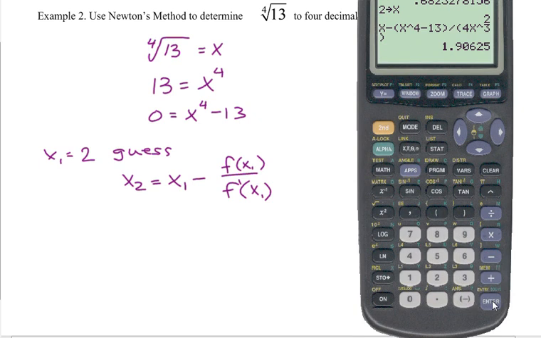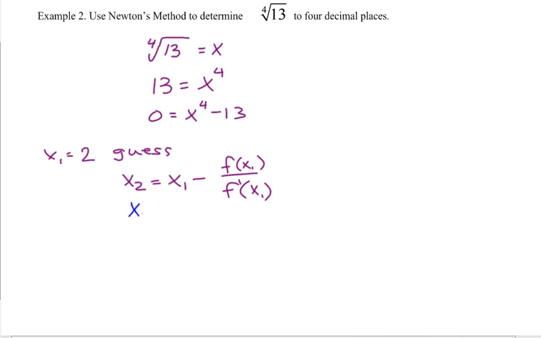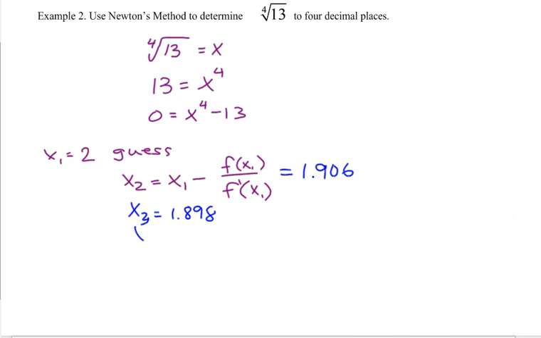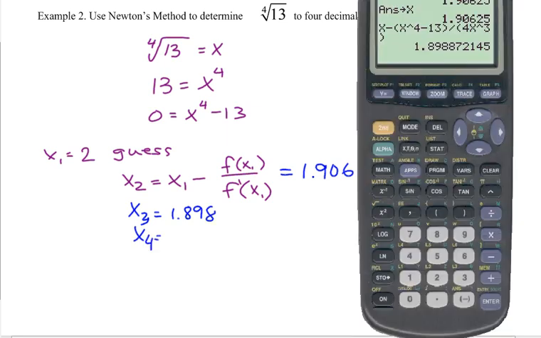Okay, then I get x2 is equal to 1.906. So then x3 would be, now I'd store that as my x and go through the same routine. x4. I just want you to see this so that one day when you get to university and they talk about Newton's method, you'll think, oh, I've seen that before.